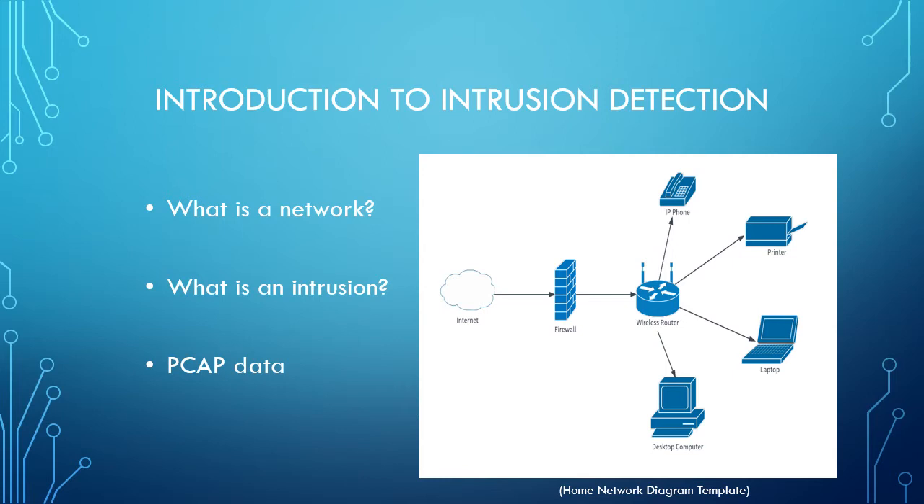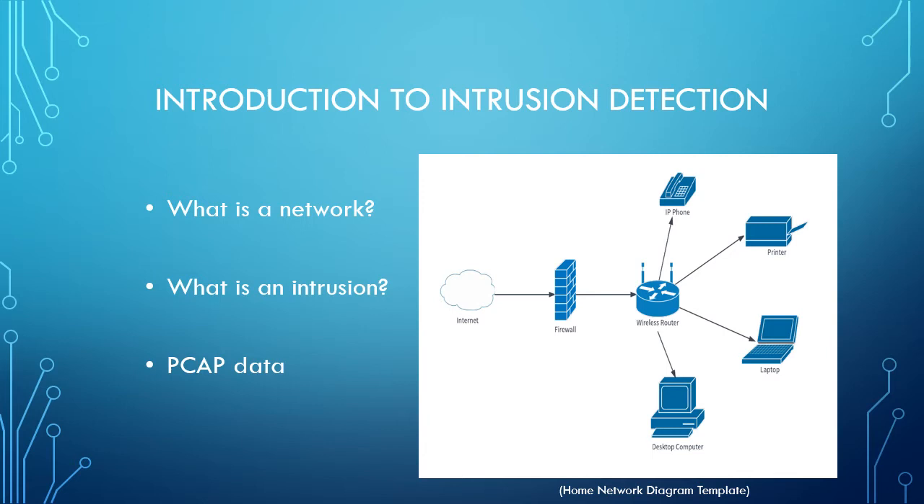We need to understand also what intrusion is. Intrusion is when a hacker is trying to do some sort of attack on a network. That could be a distributed denial of service attack, a denial of service attack, or even they're just trying to get onto your network to get free Wi-Fi. So our goal is to know when an attack is occurring and when it's not occurring.